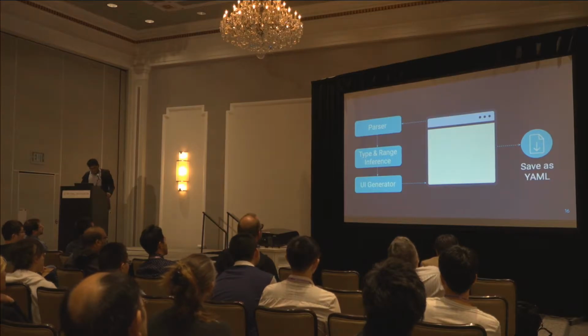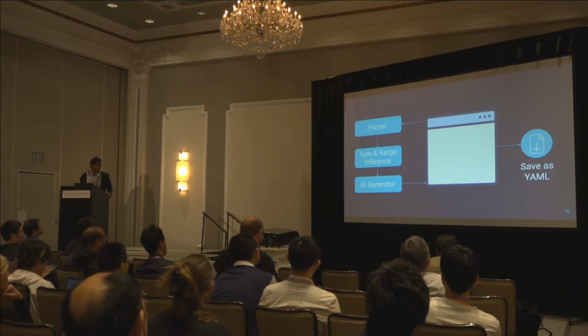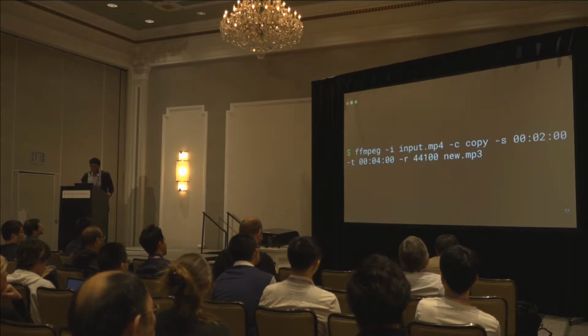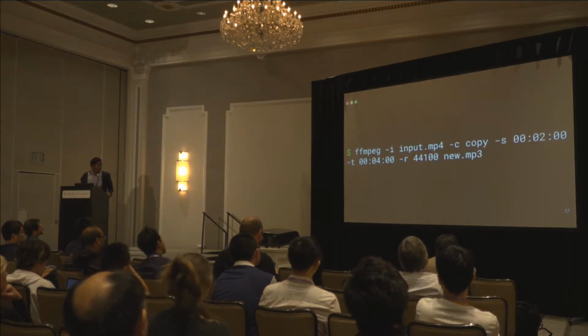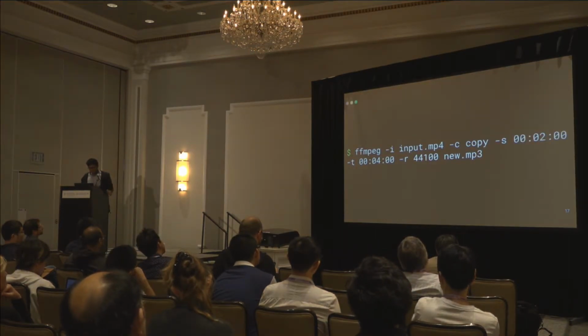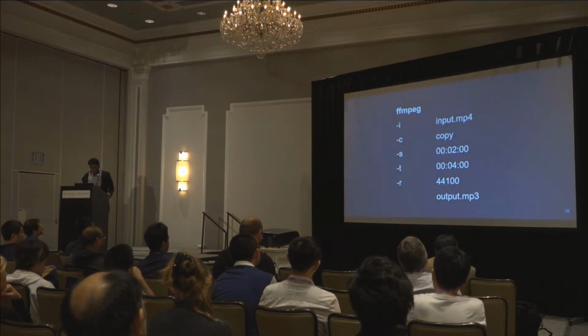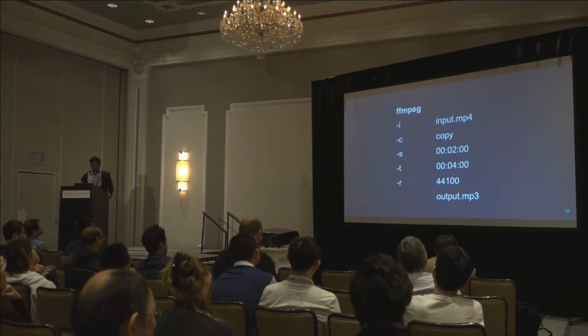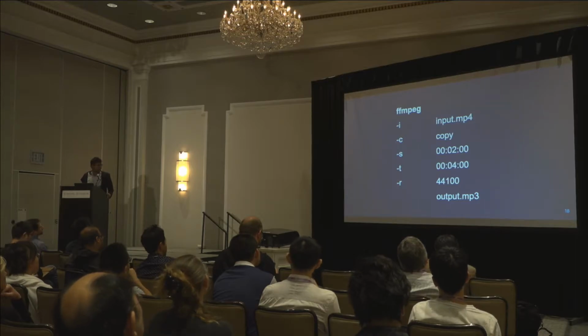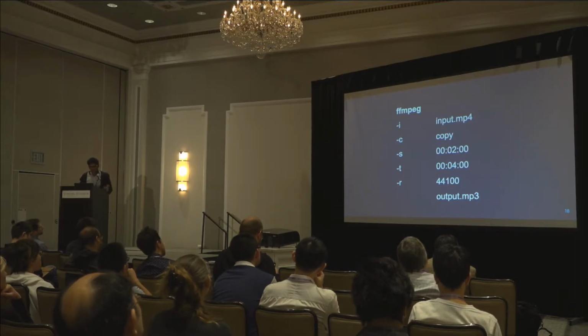So how do we do this? It's very simple. We have a parser, we have a type and range inferencer, and we have a GUI generator. I'll go into detail on all of this. Let's get back to our ffmpeg example and go through how this command becomes a GUI in our tool. First, we take the command and parse it into parameters and the values they take. I is input.mp4, C is copy, etc.